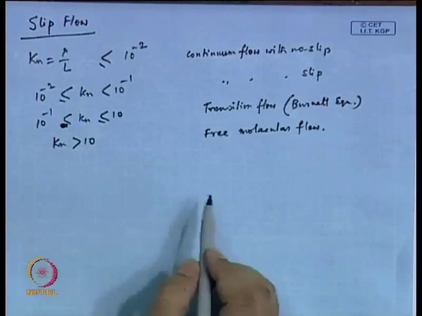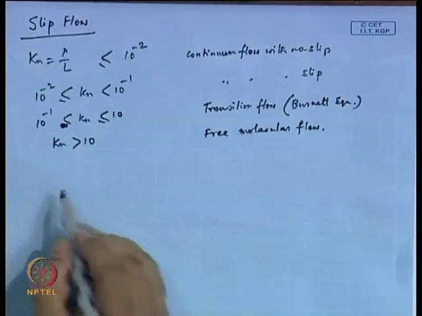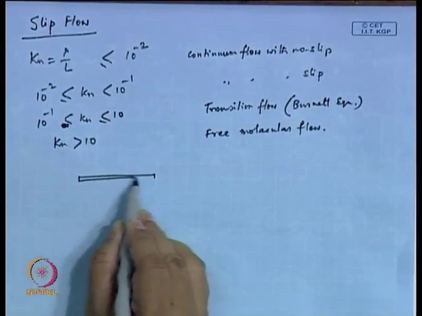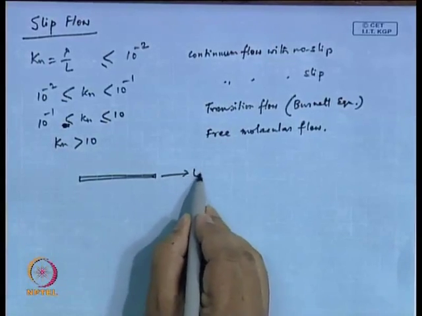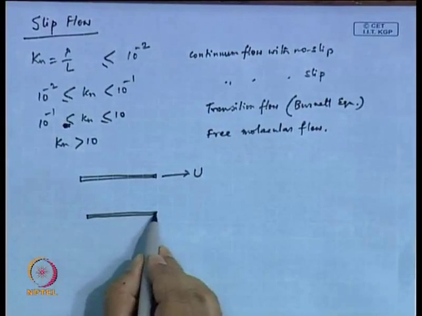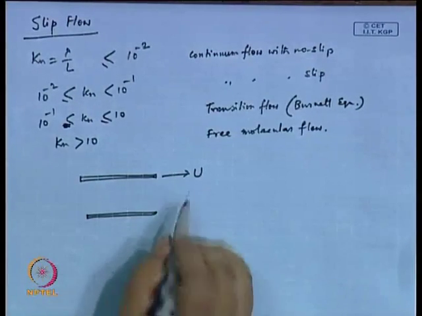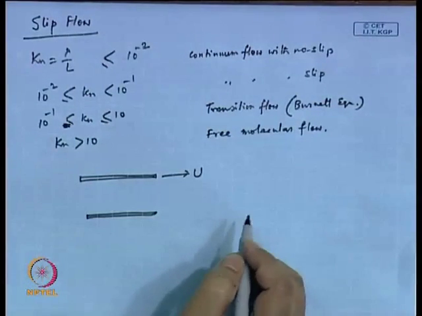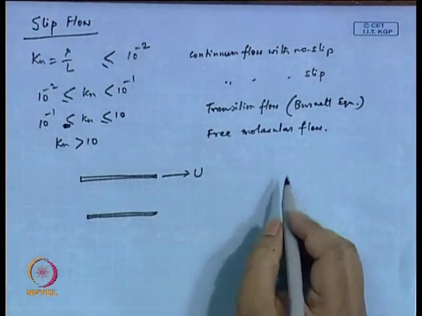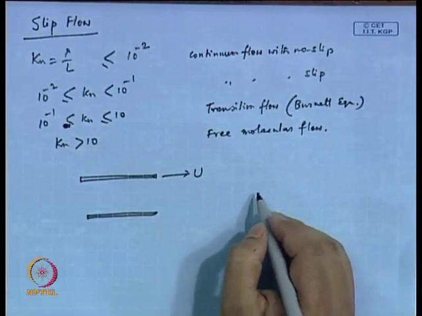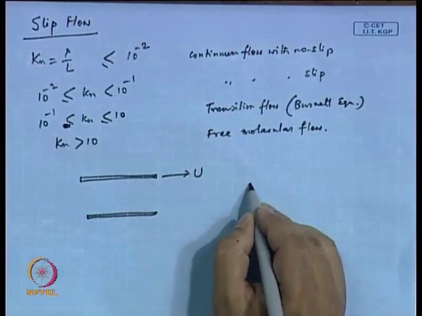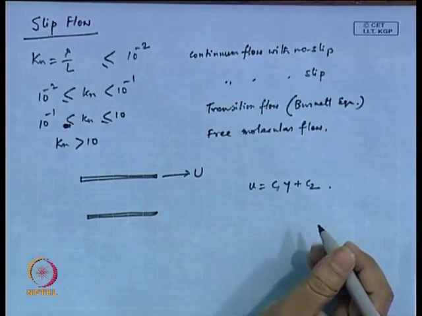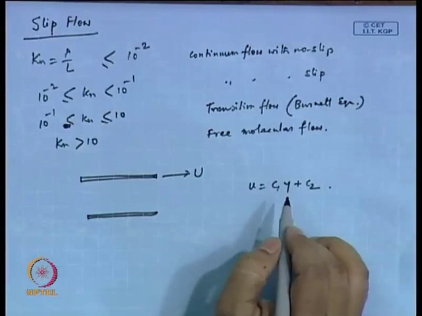Now, what we were doing in the last class is trying to solve what is referred to as microCouette flow. That means there is one plate which is moving at constant velocity U, and there is another plate which is fixed. From the Navier-Stokes equation we showed that the solution would be something like this: u is equal to c 1 y plus c 2, which is a standard form.